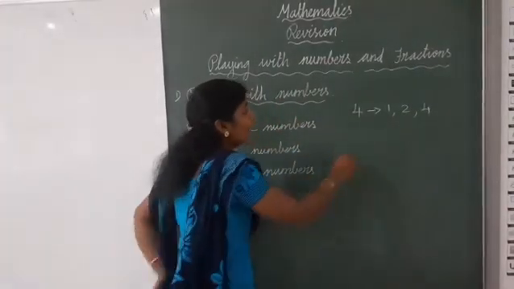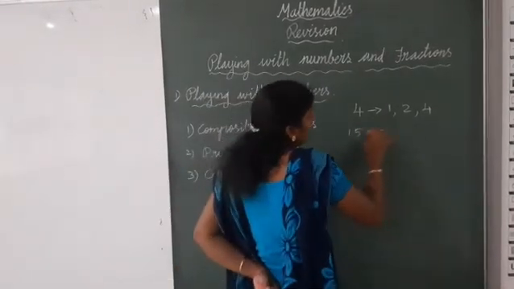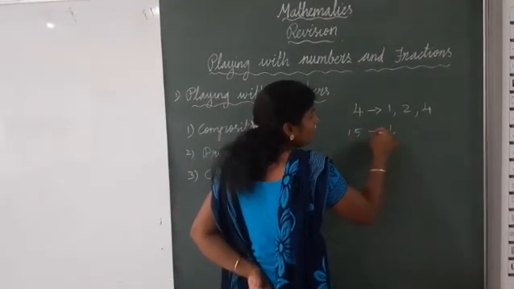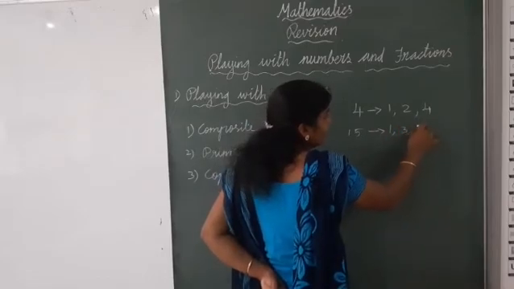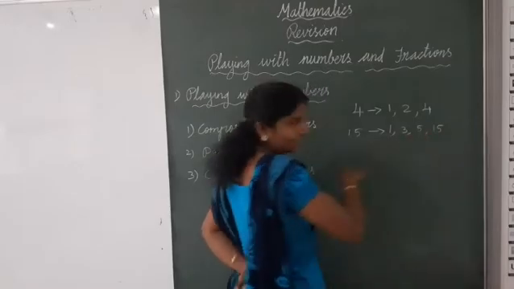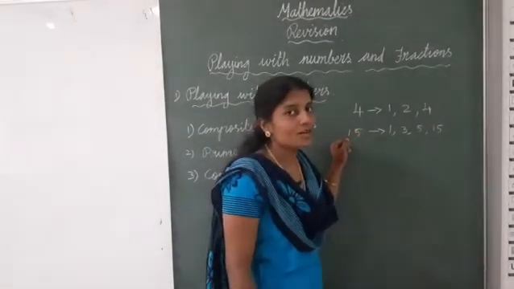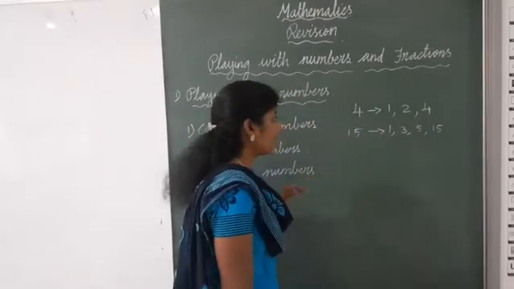Now 15. 15 is a composite number. What are the factors of 15? 1, 3, 5 and 15. These are the factors, 4 factors. More than 2 factors, so we can say 15 is also a composite number.